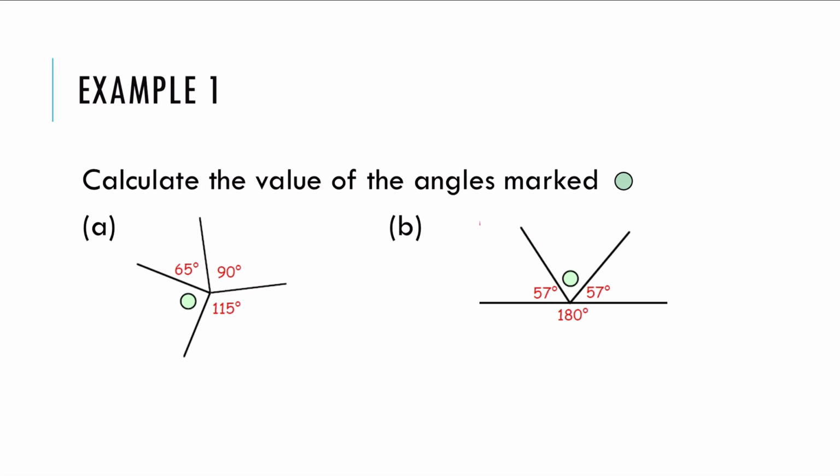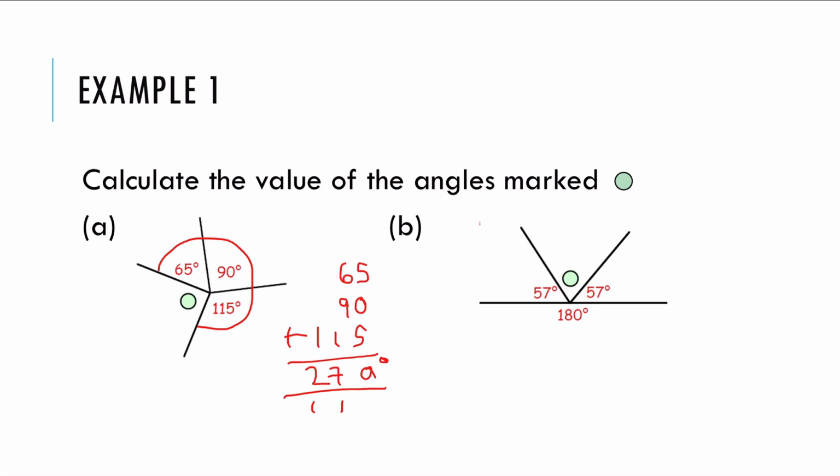So how do we do this? What we do is we add together the angles that we know, and then we take that away from 360 to calculate our missing angles. So let me add 65 with 90 and 115. So our 5 plus 5 gives 10, which means that those three added together is 270 degrees.